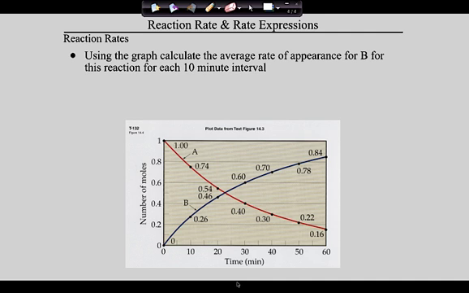Now let's screw basic math. We don't need that.